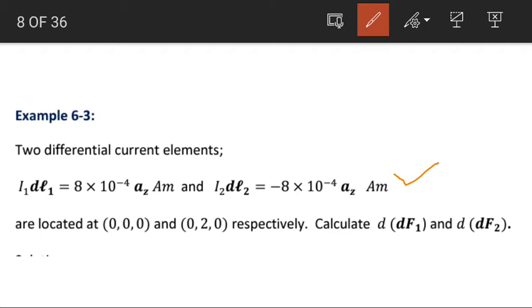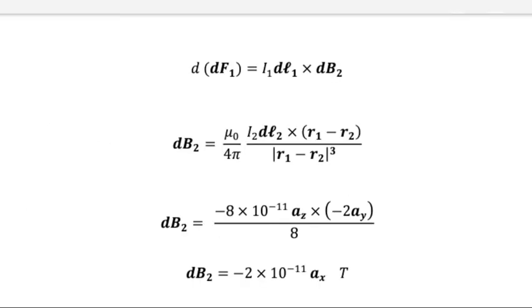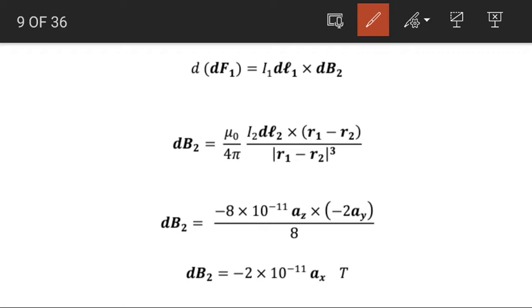These two differential current elements are located in the magnetic field of each other. So definitely there will either be a force of attraction or force of repulsion between them. We need to find out the differential force on the first element and the differential force on the second element. So let us find out the differential force on the first differential current element due to the magnetic field of the second differential current element.